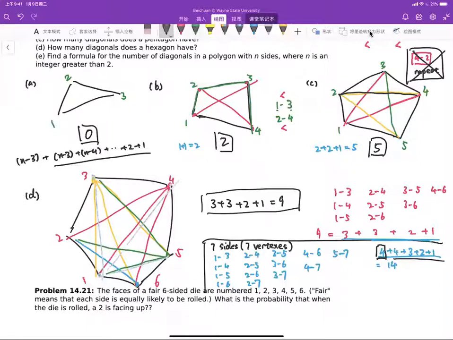So finally, we just need to calculate their sum. So that's equal to n minus 3, and for this part we can use the formula, which is equal to n minus 3 plus 1 times n minus 3 over 2.